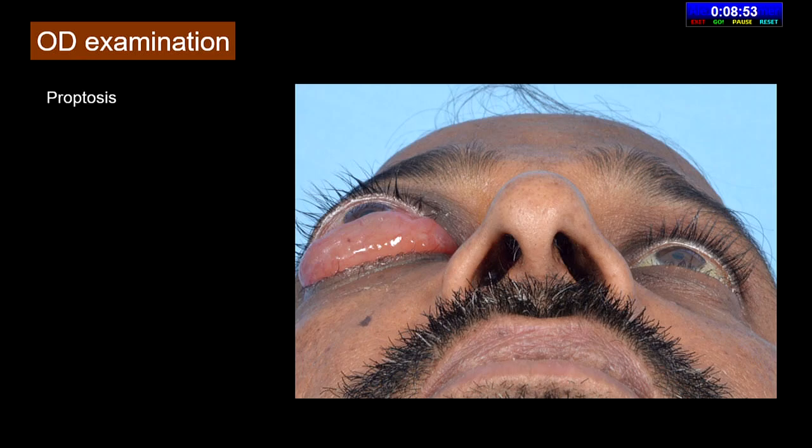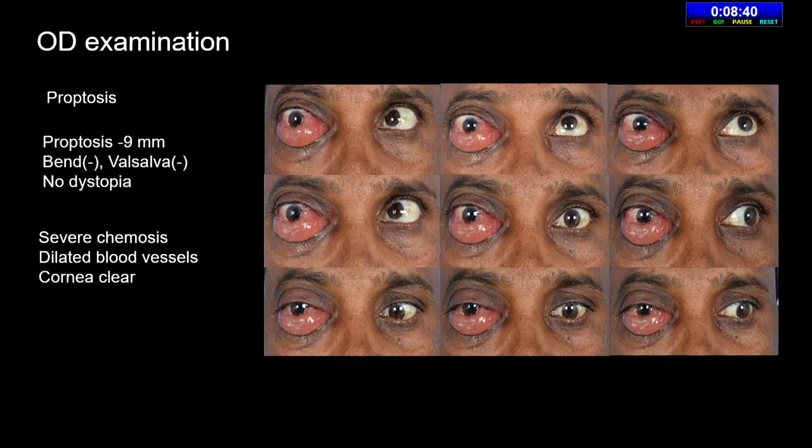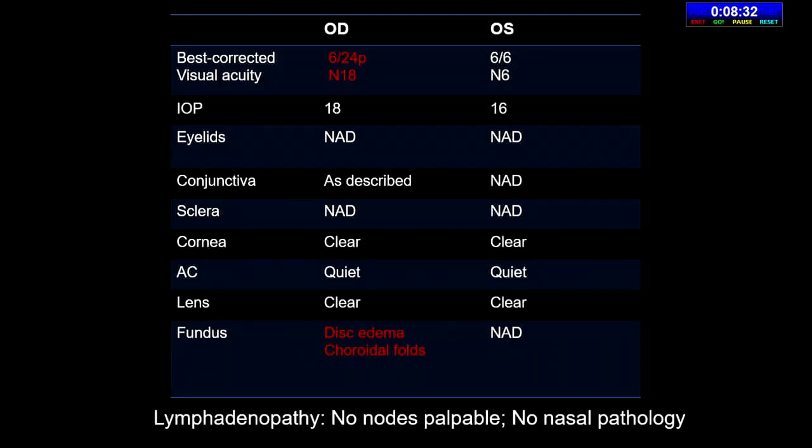So on examination, he had an obvious proptosis, which was of 9 millimeters. Bend and Valsalva test was negative. There was no dystopia. It was more of an axial proptosis. As you can see, there was severe solid chemosis, dilated blood vessels, but the cornea was clear. When we saw his ocular motility, it was restricted in all directions of gaze, and pupillary reactions were abnormal. His vision was decreased in the right eye, as you can note here, 6/24 and N18. And on his fundus examination, he had disc edema and choroidal folds.